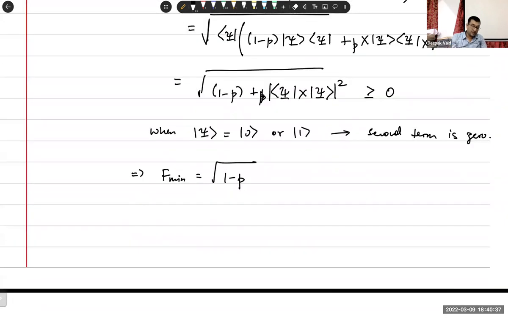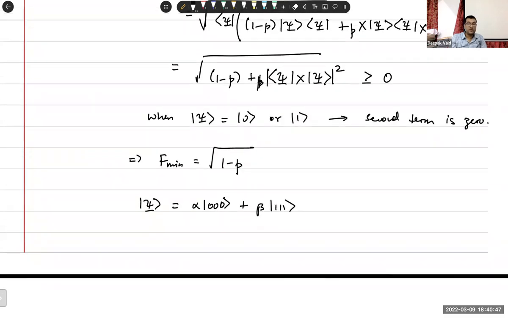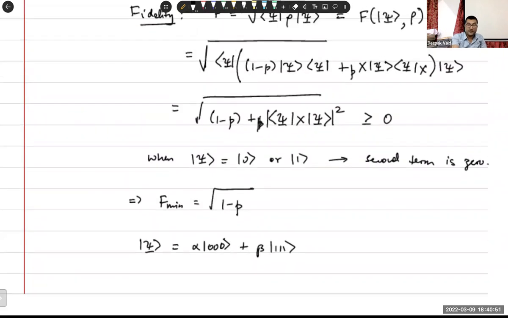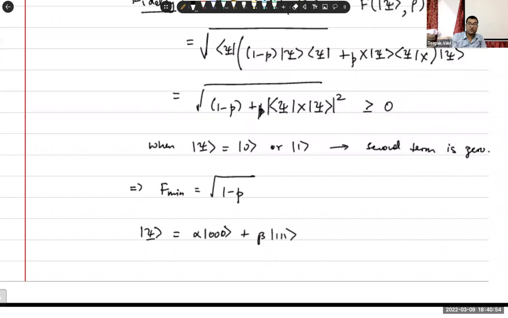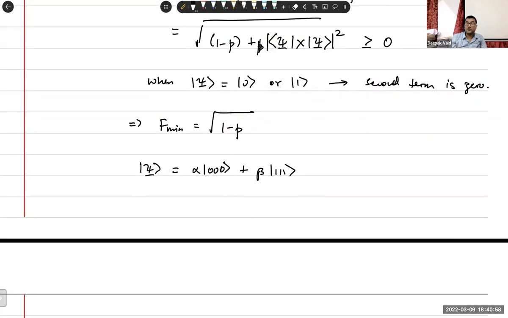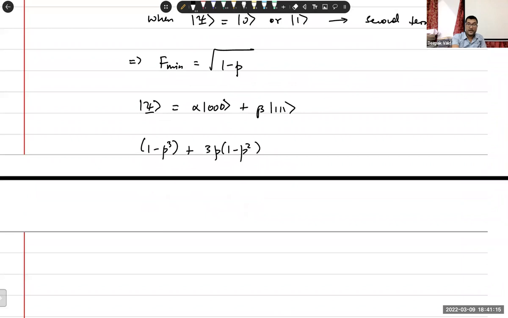Now, let's go back to that three qubit encoding, alpha 000 plus beta 111, where we did this probability analysis. What was the probability of having a bit flip on one or fewer of the qubits? I'll write down the expression: it was (1 minus p) cubed plus 3p times (1 minus p) squared. We derived this in the last lecture, I believe. So we can translate this into an expression for rho, and then we can calculate the minimum fidelity.